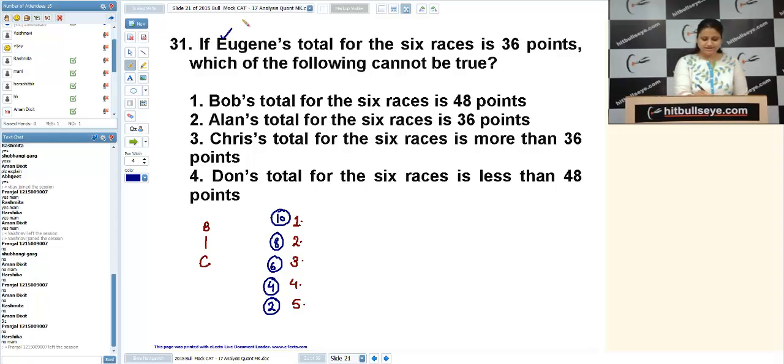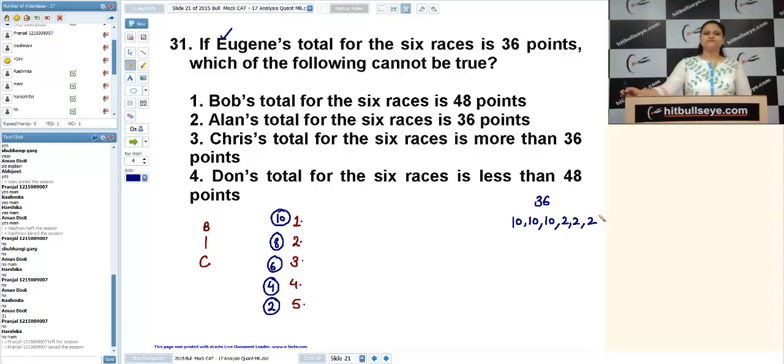Now, coming to E. E's total for the 6 races is 36 points. Which are the possible places for E? As we know from the first 2 directions, only A or E will come either first or last. Since E is getting 36 points, he will definitely get 10, 10, 10, 2, 2, 2 points. That is the only possibility, because for E only first place and 5th place are permissible. We want to make a total of 36. The only points we can take are 10 and 2. To make 36, this is the only possible combination.